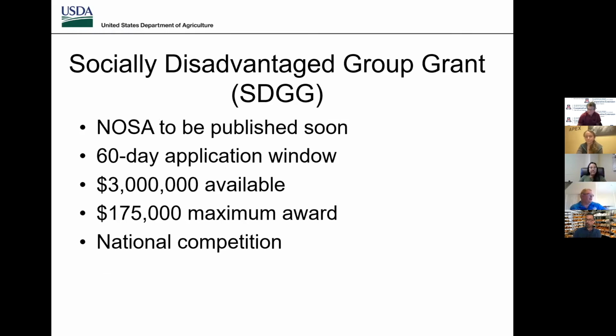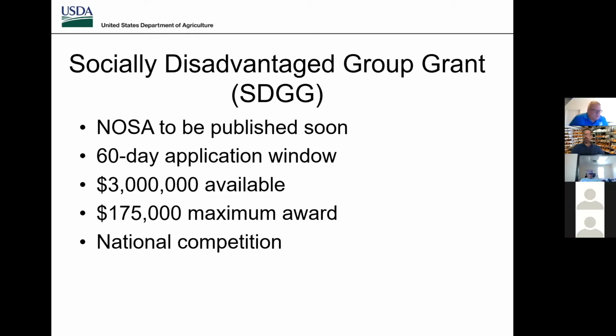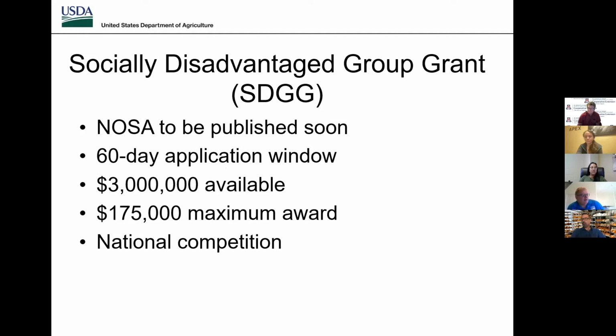Again, the notice of solicitation of applications is going to be published soon. I don't have any idea what's going on. I know the change in administration extended some of these publication schedules, which is typical. There's always going to be a 60-day application window. $3 million available, $175,000 maximum award, and it's a national competition. No matching funds are required for this particular grant. Again, it's a nice little grant that we've utilized with our Native American communities in 3 or 4 different opportunities.